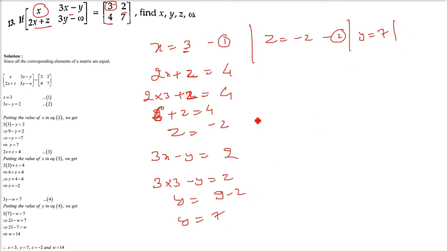Now we remain with w. So 3y minus w equals 7. We just got y, so 3 into 7 minus 7, I am taking w on the right hand side. 3 into 7 is 21, 21 minus 7 is 14. w equals 14. These are all the values.